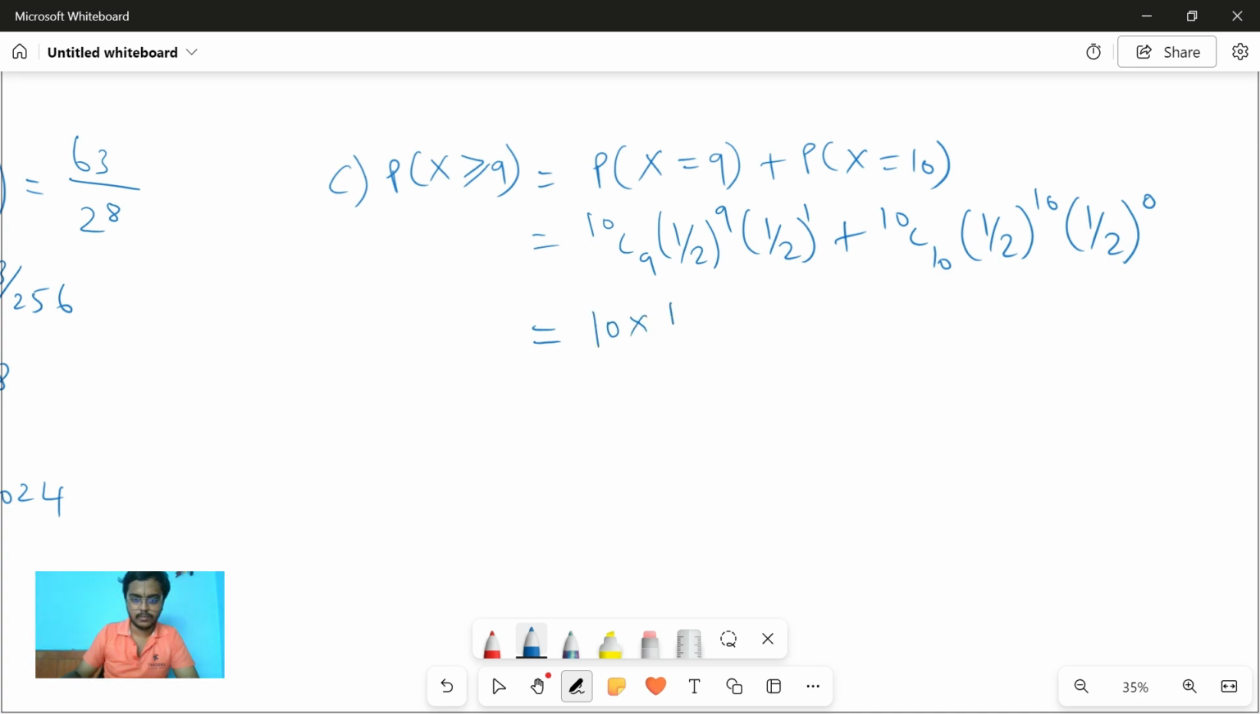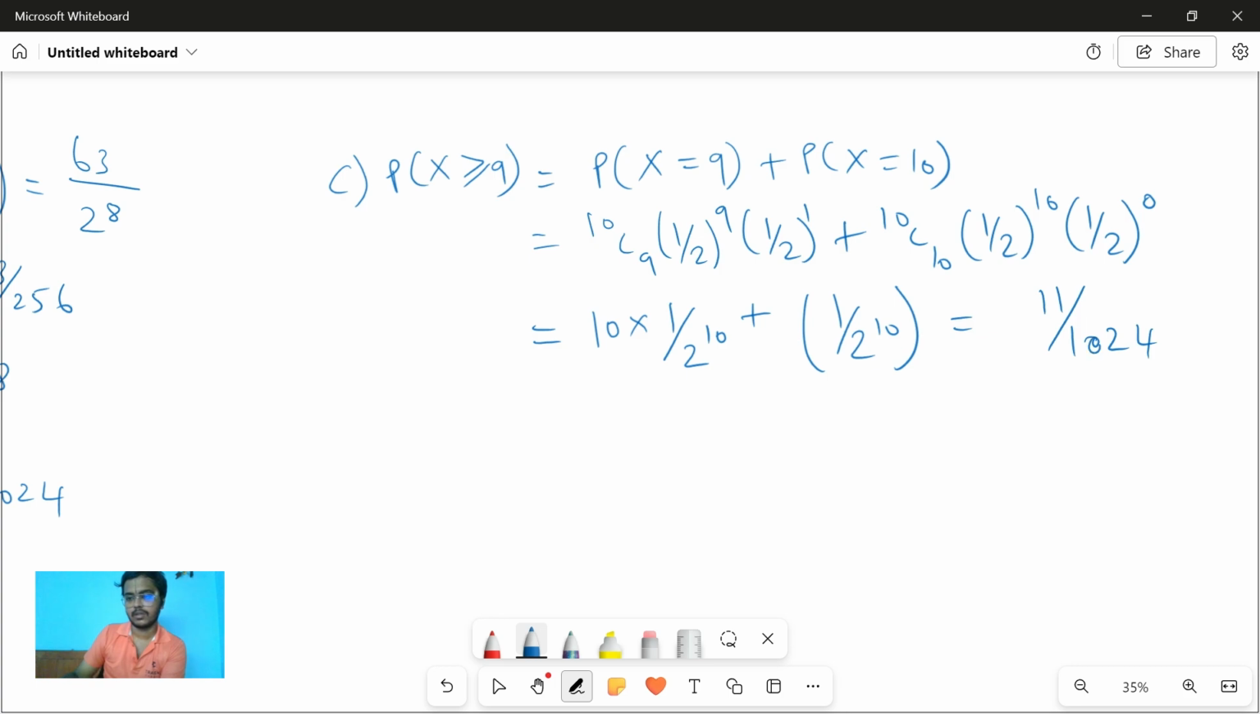So 10C9 will be 10 only. 10 × (1/2)^10 plus 10C10. Here nCx equals nC(n−x), so x is 10, and 10 minus 10 is 0, so 10C10 equals 10C0, which is 1. This is the binomial theorem concept. You can remember this in order to minimize the time. So 1 × (1/2)^10. If you take (1/2)^10 common, you get 10 plus 1, so 11 by 1024 is the answer.